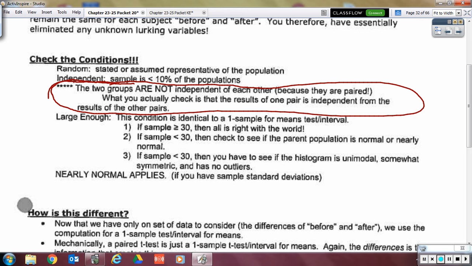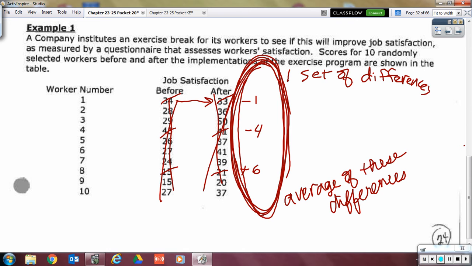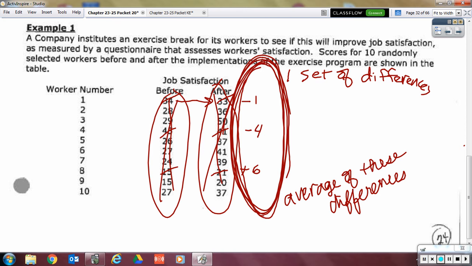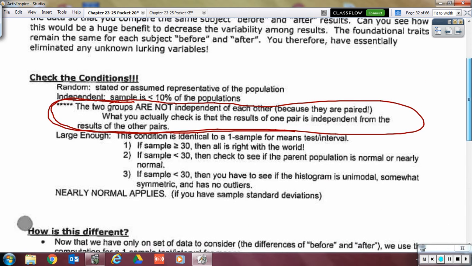Note, are the two groups independent of each other? Is this before group separate from the after group? Yeah, no, they're directly related. I mean, they are the exact same people. So you can't say before and after are different, independent of each other people. Here's where independence comes in.